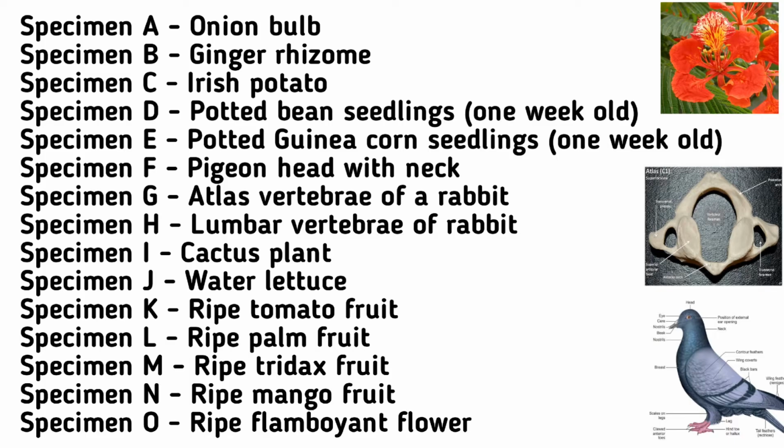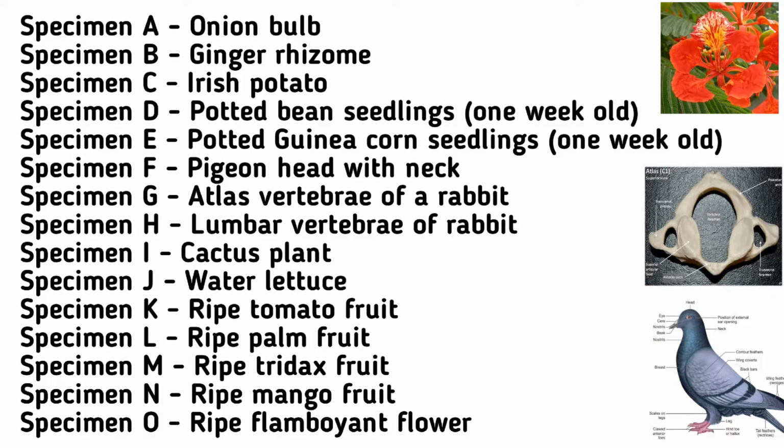Then tip number 4, when you are told to identify, identification simply means what is the name of that specimen. So you could be told to identify a specimen placed in front of you. It simply means what is the name of that specimen. You can probably write specimen A is an onion bulb or specimen A is the lumbar vertebrae.